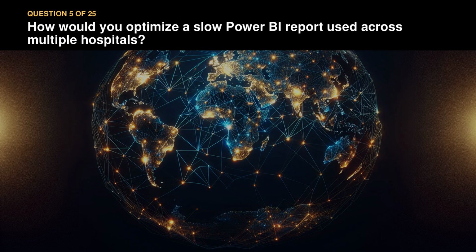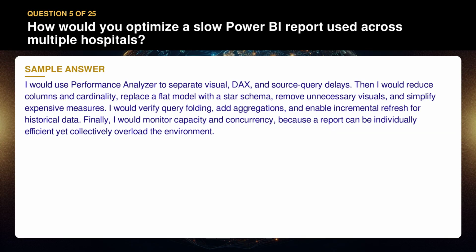Question 5. How would you optimize a slow Power BI report used across multiple hospitals? I would use Performance Analyzer to separate visual, DAX, and source query delays. Then I would reduce columns and cardinality, replace a flat model with a star schema, remove unnecessary visuals, and simplify expensive measures. I would verify query folding, add aggregations, and enable incremental refresh for historical data. Finally, I would monitor capacity and concurrency, because a report can be individually efficient yet collectively overload the environment.